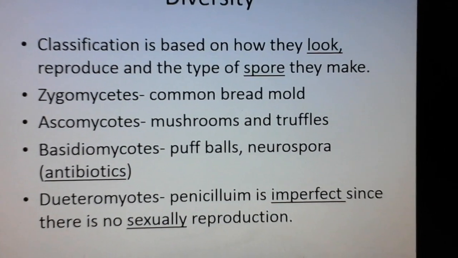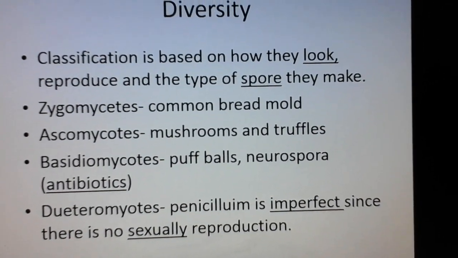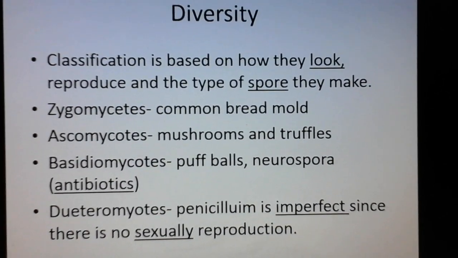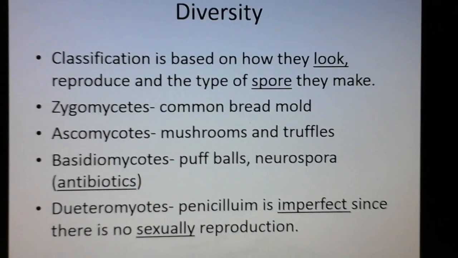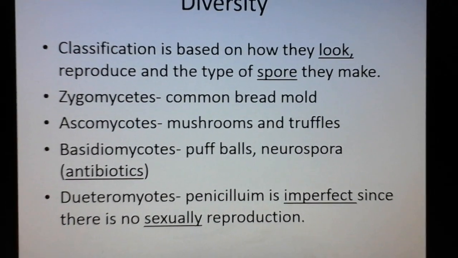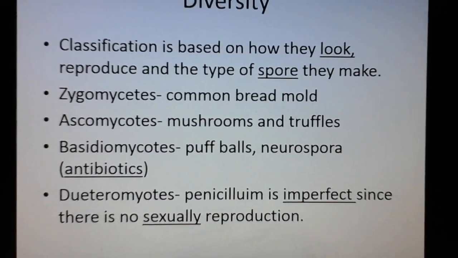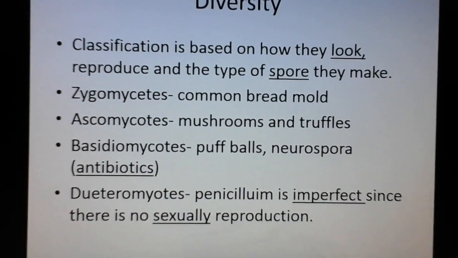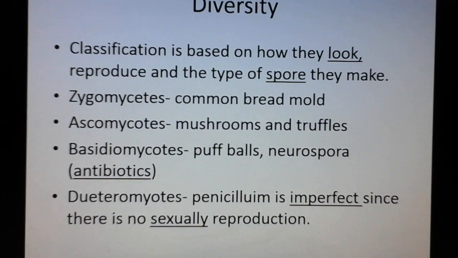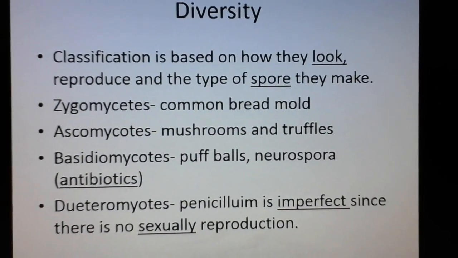Now, the last group here is called deuteromycota. This group is also called imperfect fungi because we classify fungi based on the spores they make, how they sexually reproduce. We have never seen deuteromycota sexually reproduce. They tend to only asexually reproduce. They tend to just make clones of themselves. So we don't see the spores that they make. We don't see how they sexually reproduce. These three are named according to the spores that they make, how they sexually reproduce.